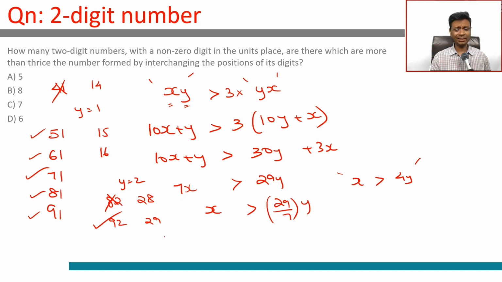Y could be 3, but if y is 3, x should be more than 4y. That's not possible. So there are 1, 2, 3, 4, 5, 6 numbers. This is what we are looking for.